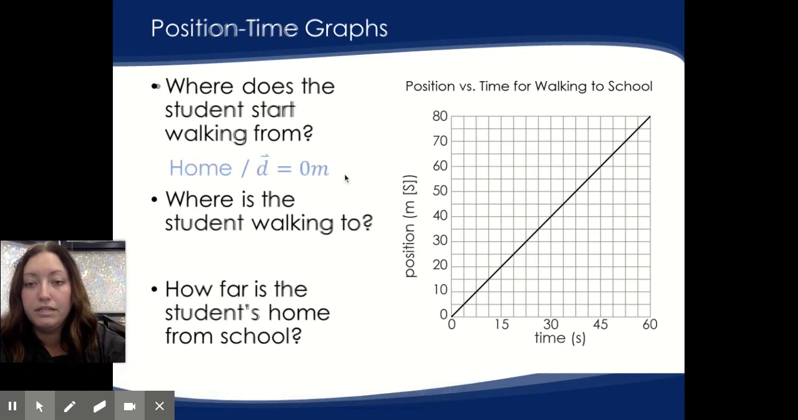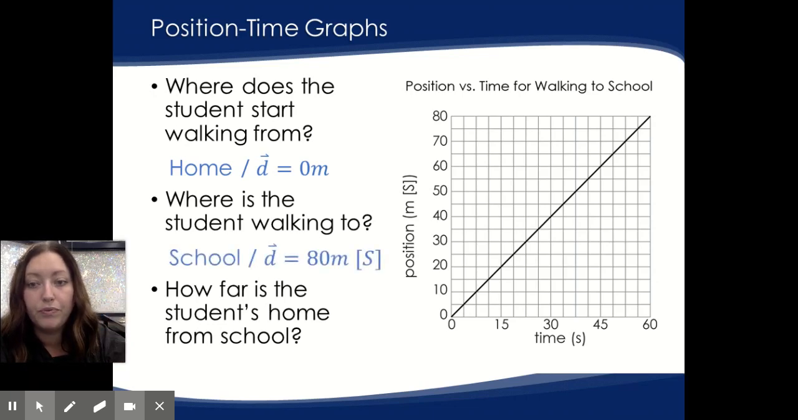So he's starting at home. His position, which is your lowercase d with the little vector hat because it does have a direction, is 0 meters. And when we have 0 meters, we don't need a direction because you obviously haven't gone anywhere. Where is he walking to?